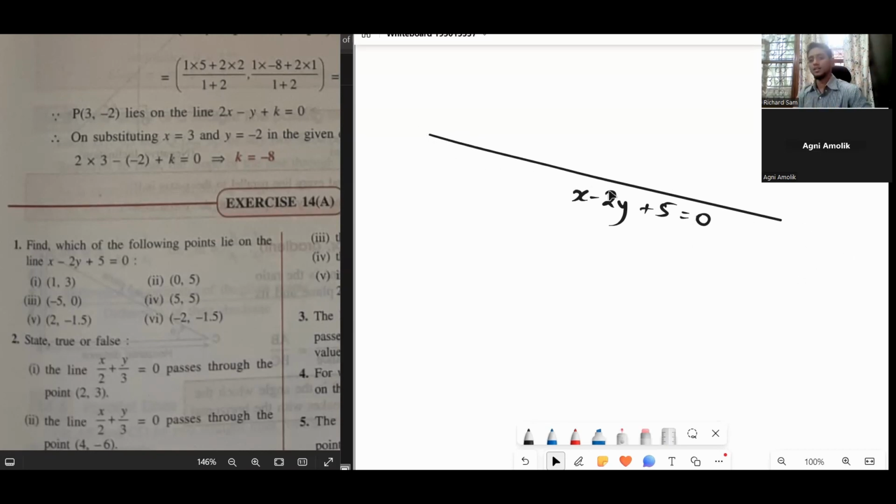Now say this is a line. The line's equation is x minus 2y plus 5 is equal to 0. What does this equation mean? If this line is drawn on a graph, then you have multiple points. These are all different points on this line, right? And every point is represented with x and y values, the x coordinate and the y coordinate.